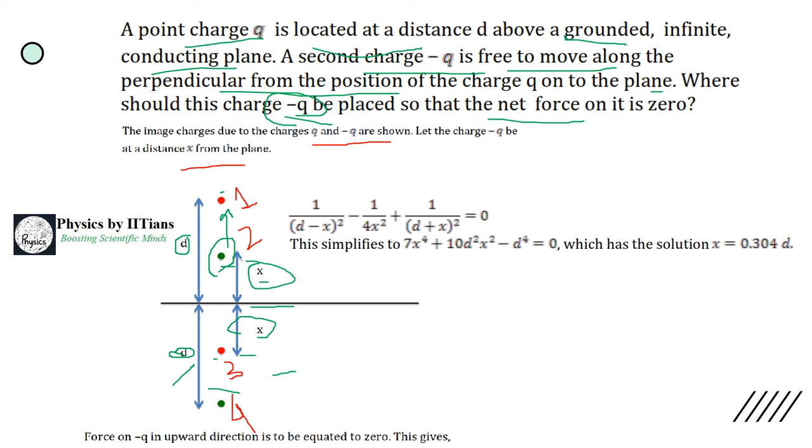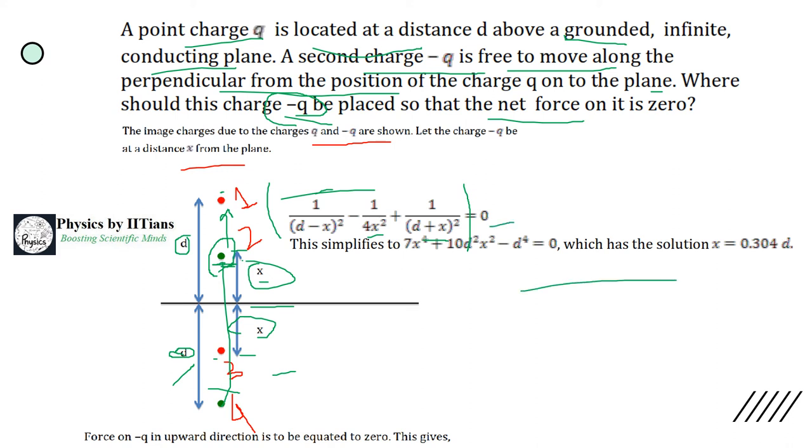The force due to these 3 charges on this minus q charge, the total force, should be equal to 0. So let us take q into q divided by 4 pi epsilon naught common, q into minus q divided by 4 pi epsilon naught common. I am not taking this term inside the bracket. So we can write the distance terms: 1 by (d minus x) whole square, where the distance is d minus x for charges 1 and 2. Another is minus 1 by 4x square, where we have taken the distance between charges 2 and 3. And another term is 1 by (d plus x) whole square, where we have taken charges 2 and 4. Taking all these forces equal to 0.